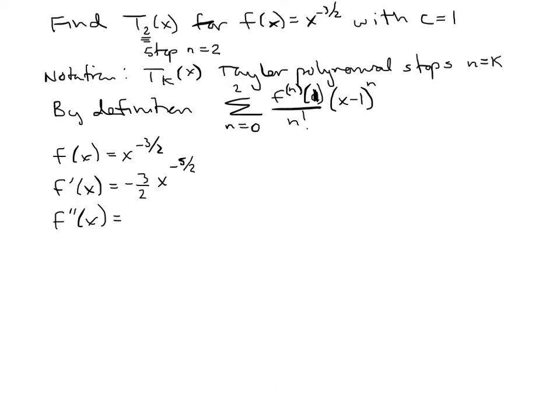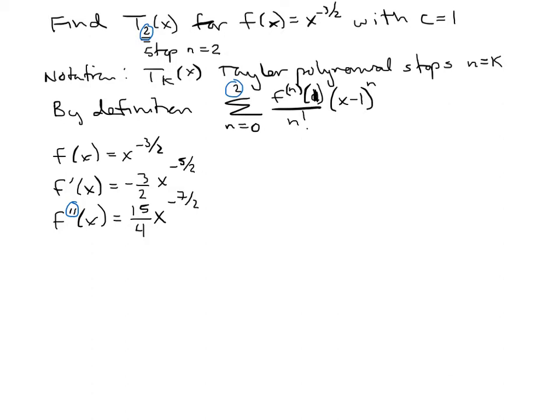And then the second derivative. For that second derivative, the negative 5/2 comes down in front, so that leaves us with 15/4: 3 times 5, and 2 times 2 is 4, x to the negative 7/2. And at this point, I can stop, because 2 is specified, so we're stopping at a second derivative.